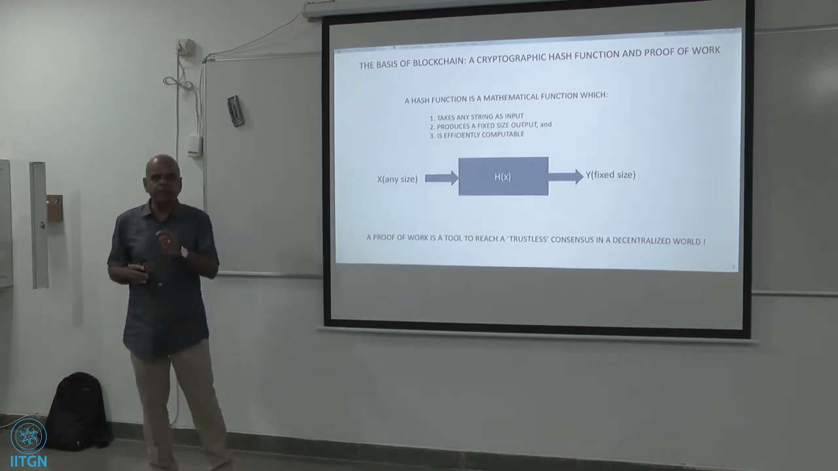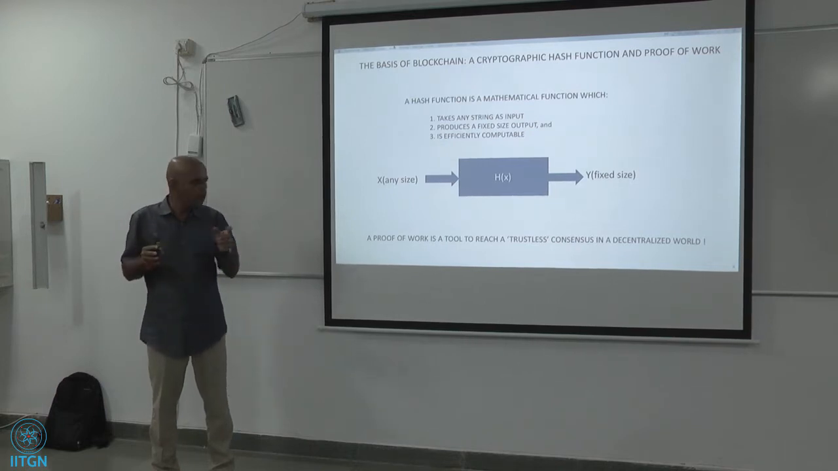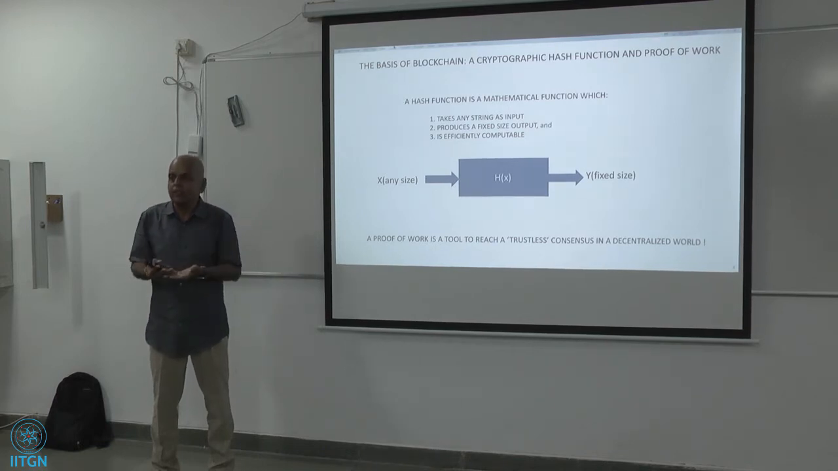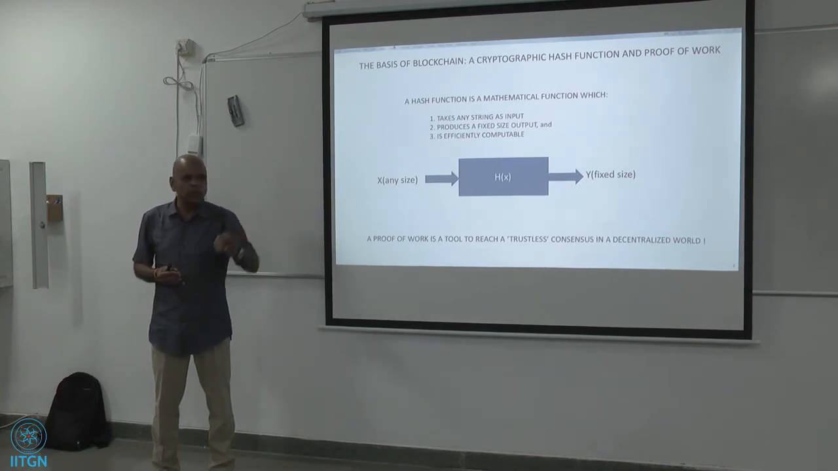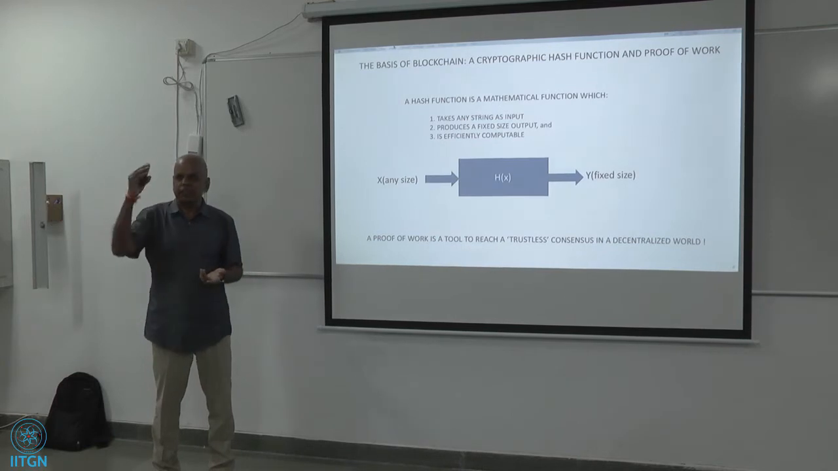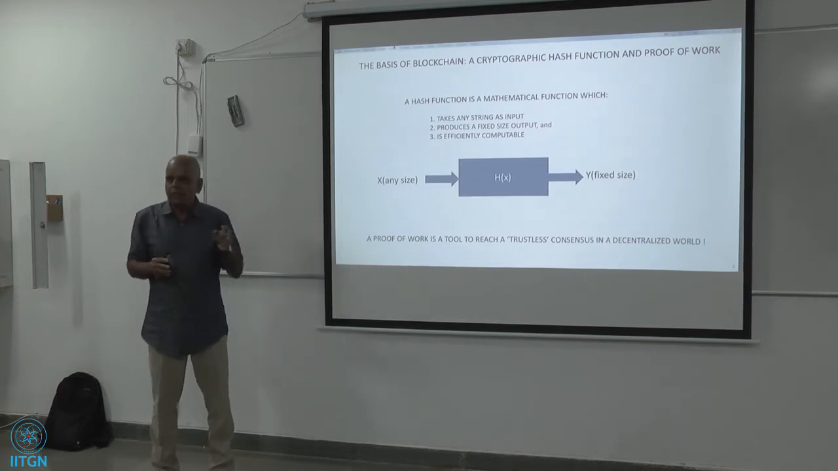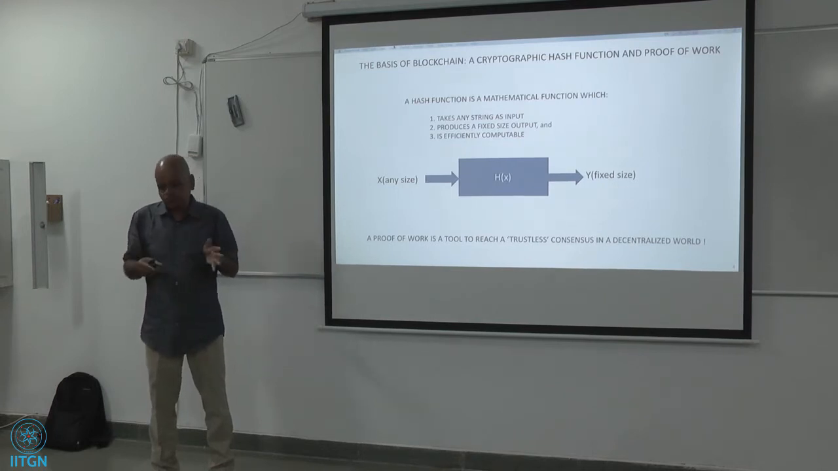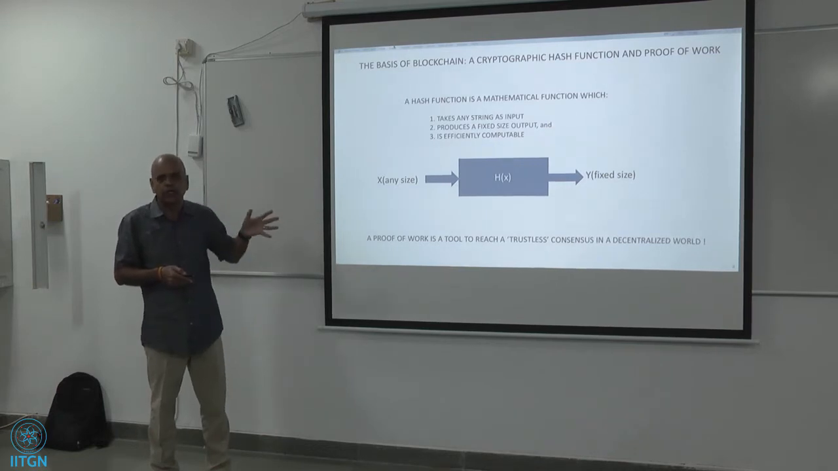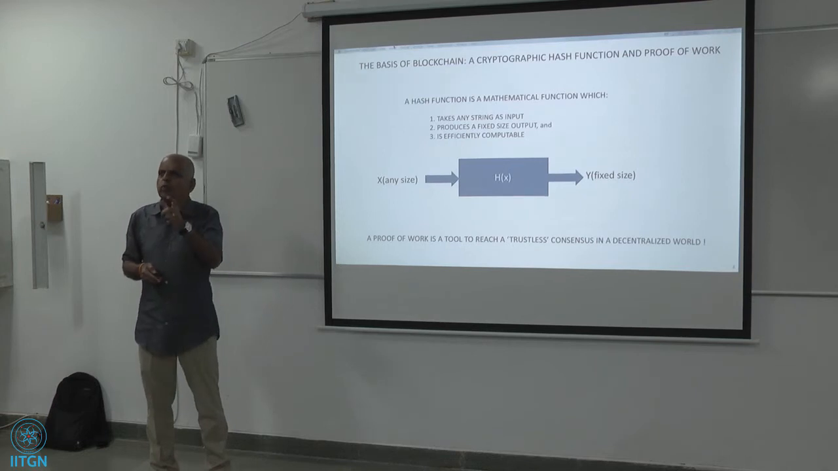And proof of work, as I mentioned earlier, is a tool to reach a trustless consensus. If there's no proof of work, then you cannot reach a trustless consensus, because there will be contention. He will claim he did the work. She will claim she did the work. In a decentralized system, there's no central authority. So it has to be very clear cut who did the work, who solved the cryptographic puzzle. That's why proof of work is an essential element to establish trust in the system beyond doubt. That is the basic way to look at hash functions and proof of work.